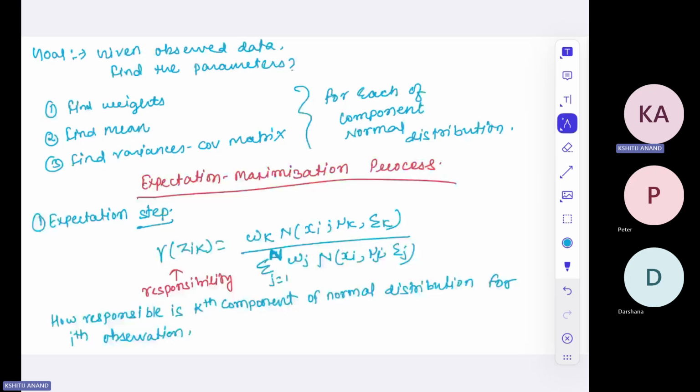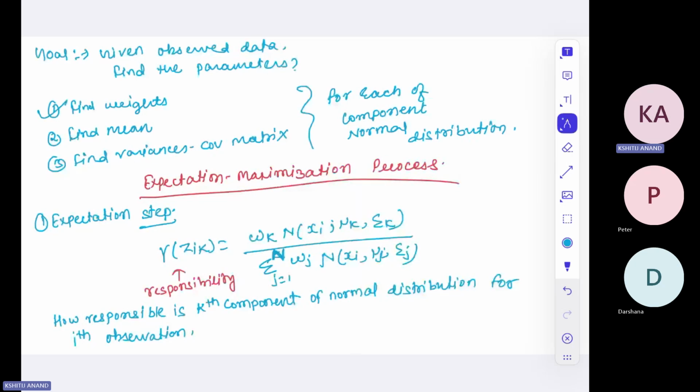So we will be calculating the responsibility in the first step. In the first step, obviously, we initialize the weights, the mean and the variance randomly first. Using these, we find out the responsibilities for each observation by each component, right? So this is what we do. Okay, so everyone understood this?